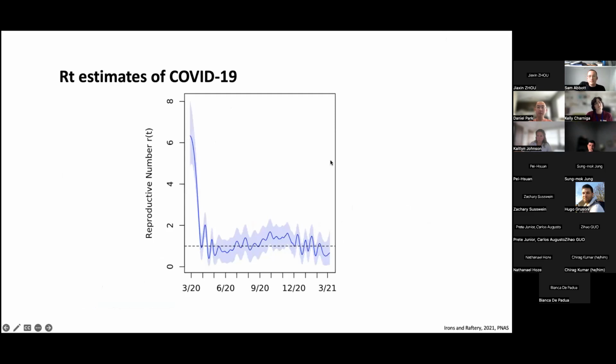And likewise, generation intervals are also very important for estimating Rt. I think many people on the call are fairly used to this kind of figure, trying to get Rt estimates for time-varying R naught for COVID-19.